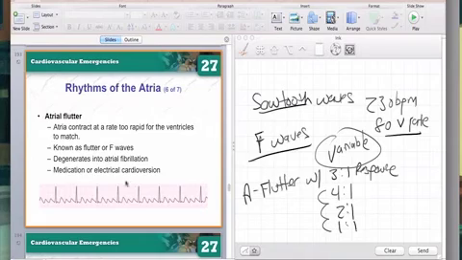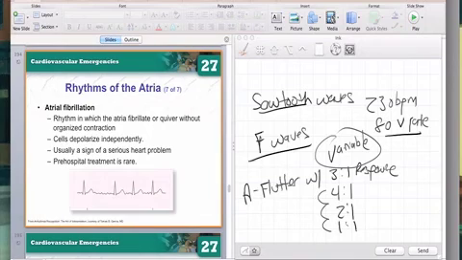Unstable patients will get electricity. Stable patients will get a trial of medication before we pop them with electricity. But that is all dependent on you doing your assessment and trying to figure out what would benefit your patient the most. All right? And that is A flutter. And on to our last one.